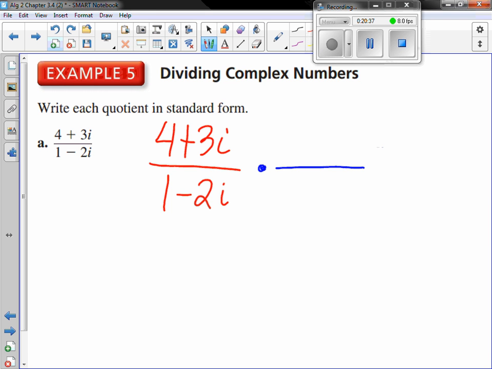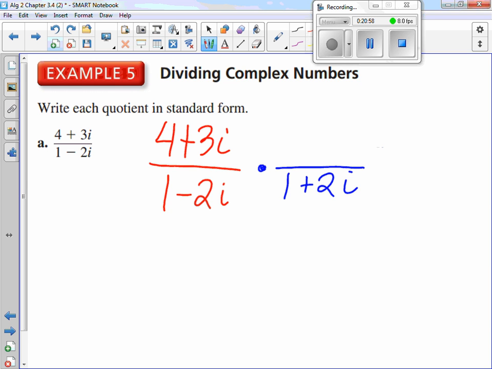Now, what we want to have happen is we don't want any i terms left in the denominator. Yes? Well, we saw, I did an example already, where if we multiply 1 minus 2i by its conjugate, the i terms will eliminate out. So what we do to simplify this is multiply the denominator by its conjugate, so we do it on top and bottom. We're going to multiply the top and bottom by 1 plus 2i.